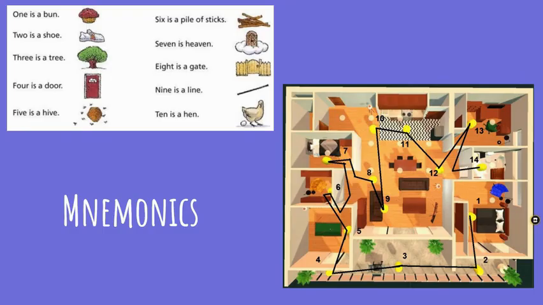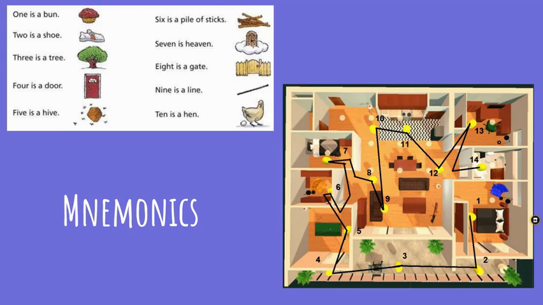So the first thing we have to do is memorize these things. 1 is a bun, 2 is a shoe, 3 is a tree, 4 is a door, 5 is a hive, 6 is a pile of sticks, 7 is heaven, 8 is a gate, 9 is a line, 10 is a hen. Then we take any sort of list and we relate that list to those pictorial representations.